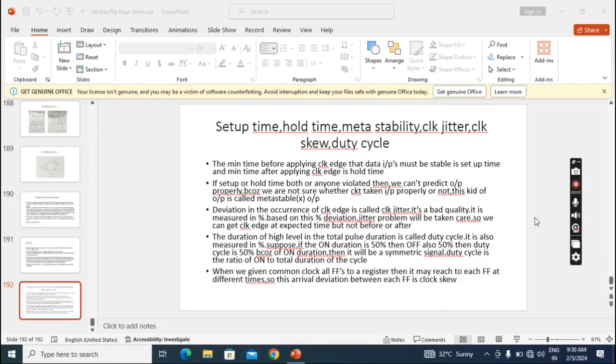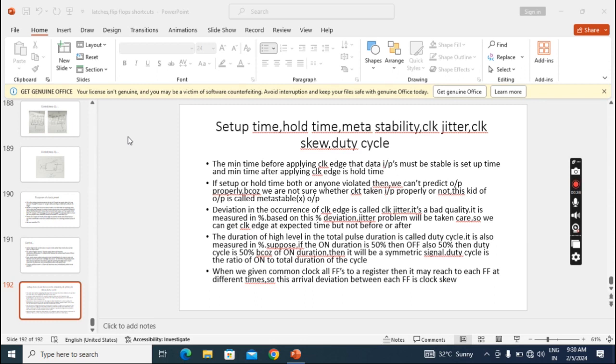In this lecture we'll discuss setup time, hold time, metastability, clock jitter, clock skew, and duty cycle. First we'll see about setup time. This setup time is the minimum time that data inputs should be stable before applying the clock edge, and the hold time is also the minimum time that data inputs should be stable after applying the clock edge.